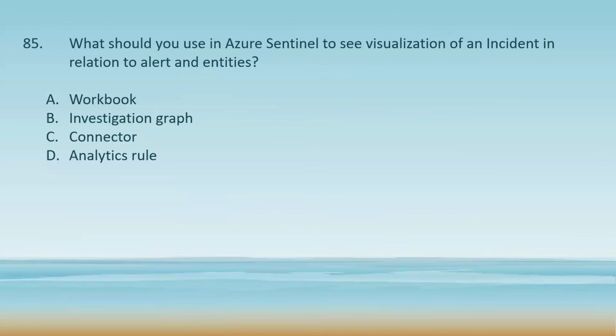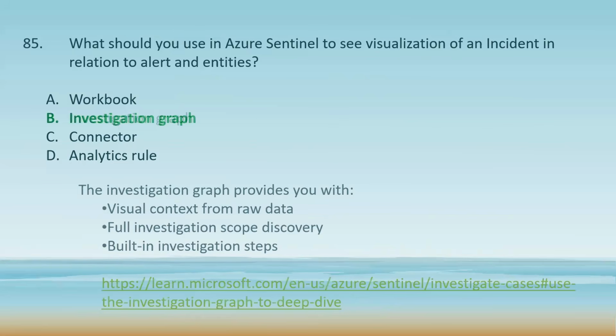Question number 85. What should you use in Azure Sentinel to see visualization of an incident in relation to alerts and entities? Your options are workbook, investigation graph, connector, analytics rule. The correct answer is option B, investigation graph. The live visual graph displays entity relationships extracted automatically from the raw data. This enables you to easily see connections across different data sources.